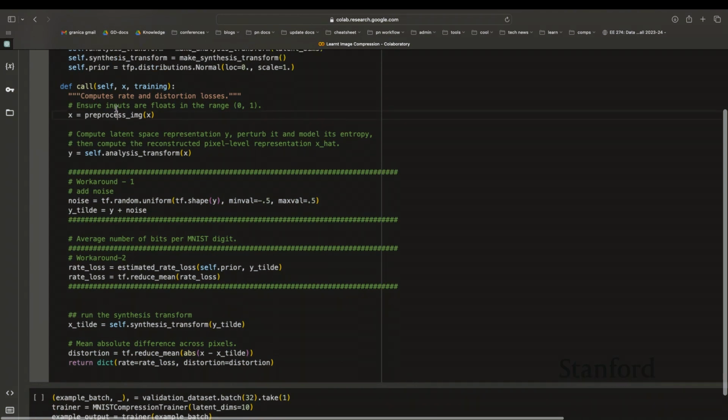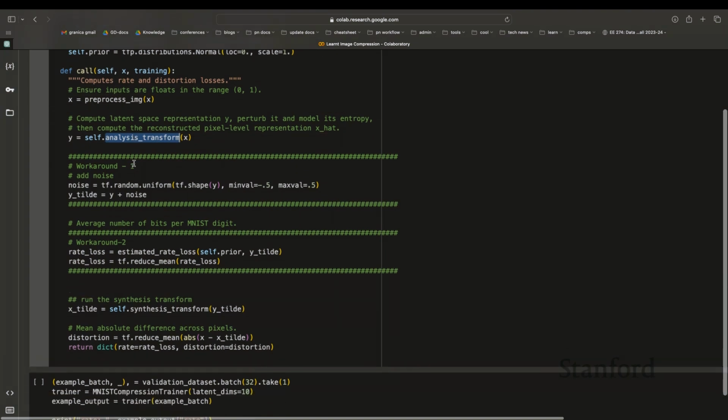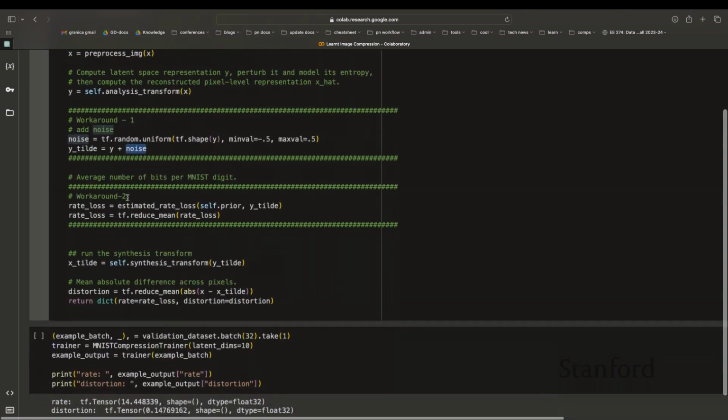Our MNIST compression trainer now takes care of these 2 workarounds during training, which we talked about. So now we first pre-process the image. Then we do this analysis transform, or encoding. Then we add noise, right? So this is to take care of the quantization step. And your Y tilde, which is an approximation of your compressed latents, is just Y plus noise. And then your second workaround was figuring out log 1 over P of Z hat, right?